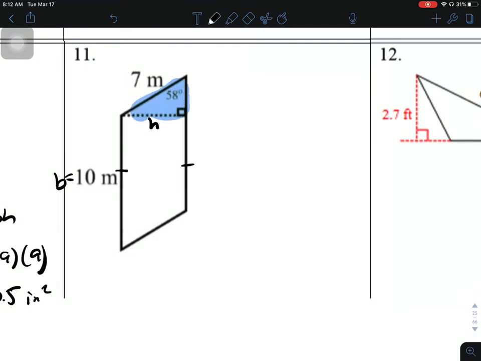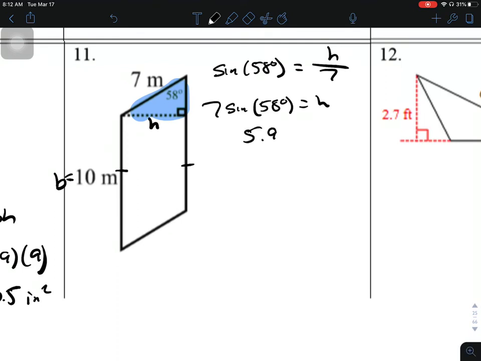It's not special, but using 58 degrees, we could say sine of 58 degrees is the opposite leg, h, over the hypotenuse of 7. To get h by itself, multiply both sides by 7. Put that in your calculator, and you're going to get 5.94 to 2 decimal places.